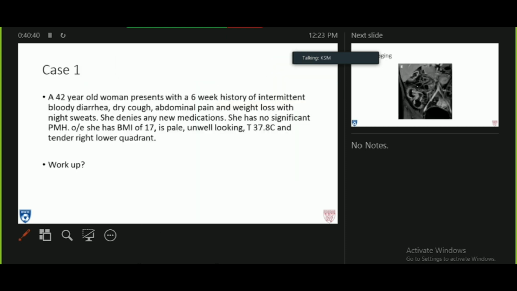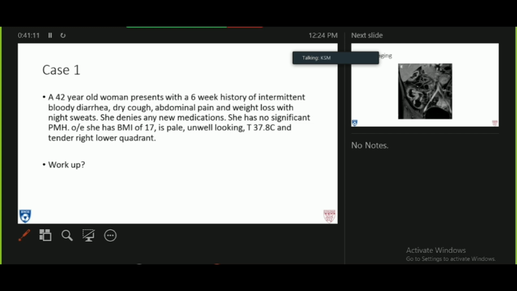So I just want to present a case. This is a 42-year-old woman who presents with a 6-week history of intermittent bloody diarrhea, a dry cough, abdominal pain, and weight loss with night sweats. She's not started any new medications, and she has no significant past medical history. On exam, she has a BMI of 17, is pale and unwell looking, has a mild fever, and a tender right lower quadrant. Any idea what you'd like to do here as first-line investigation?